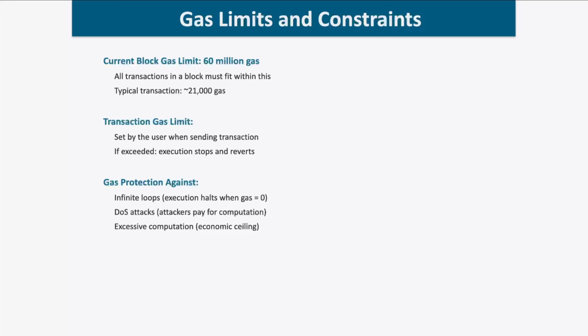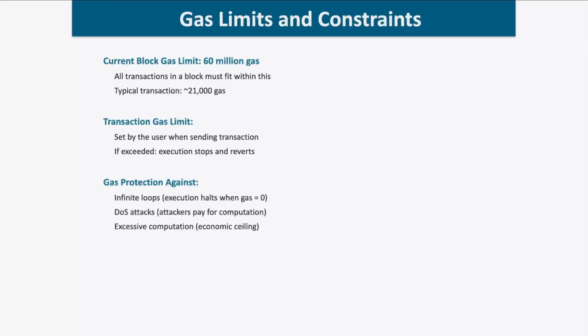When you send a transaction, you set a transaction gas limit. You're saying, "I estimate that this transaction will use up to X gas. If it uses more, stop and revert." A typical transfer uses about 21,000 gas. A complex smart contract call might use 100,000 or more.